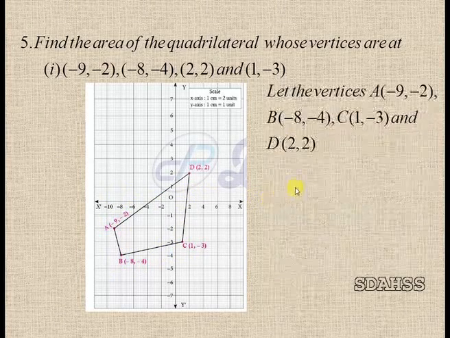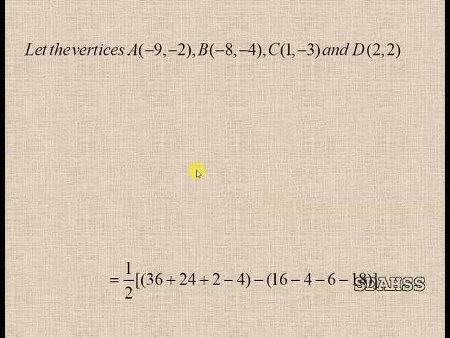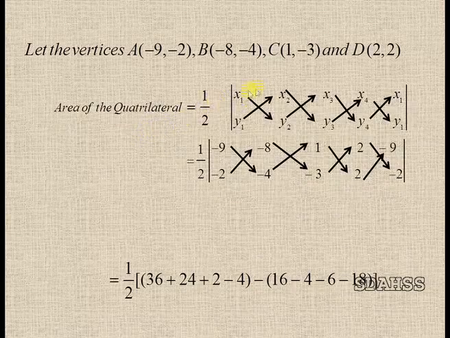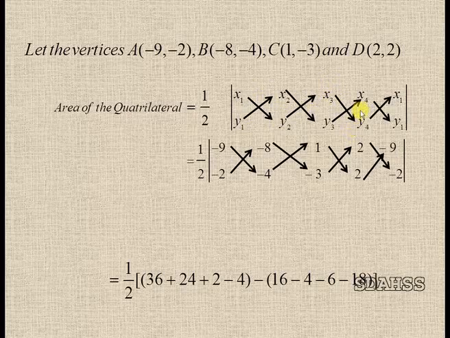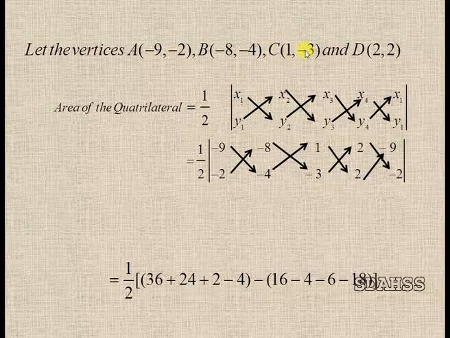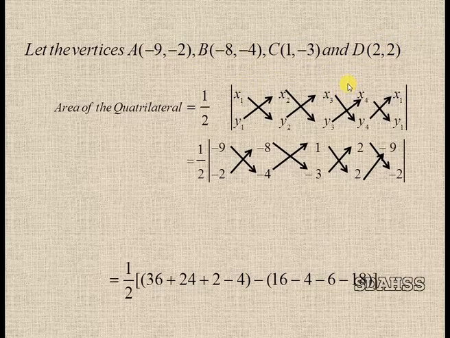So let the vertices be A is equal to minus 9 comma minus 2, B minus 8 comma minus 4, C 1 comma minus 3 and D 2 comma 2. Then find the area of the quadrilateral. First you have to write the formula. Area of a quadrilateral is half into x1 y1, x2 y2, x3 y3, x4 y4, x1 y1. First vertex is x1 y1, then x2 y2, x3 y3, x4 y4. Just substitute the values in the formula.